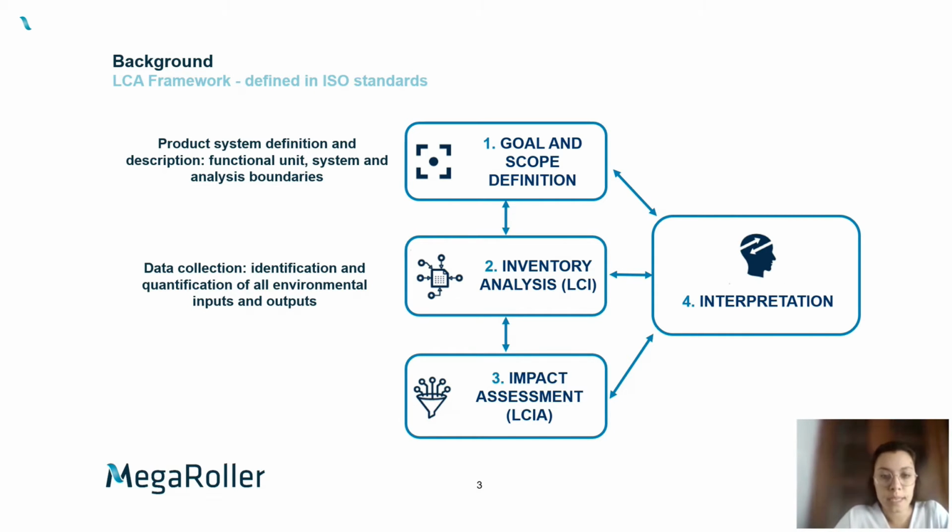And then moving forward to the third stage, it's called the life cycle impact assessment. Basically here we evaluate how significant these impacts that we've identified in the second phase are. So we make the classification and assessment of all the environmental impacts.